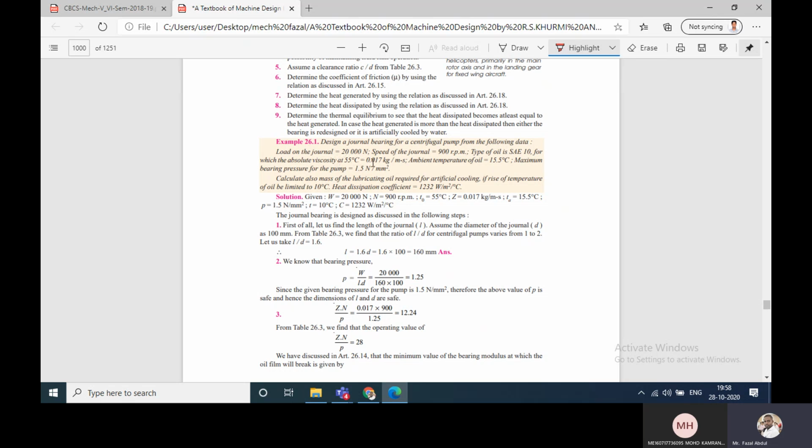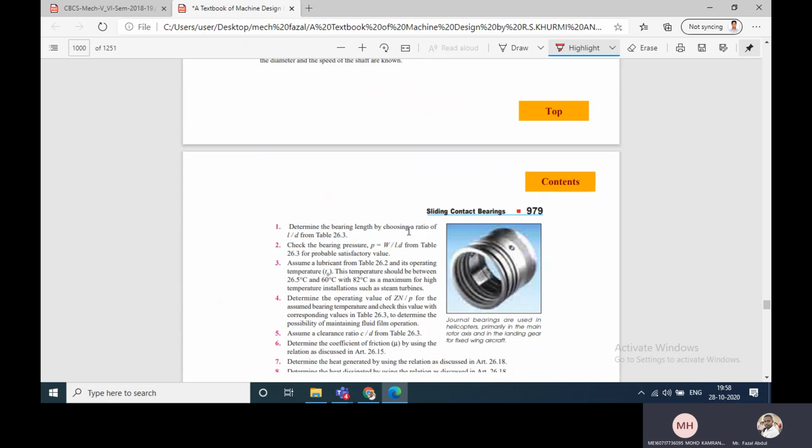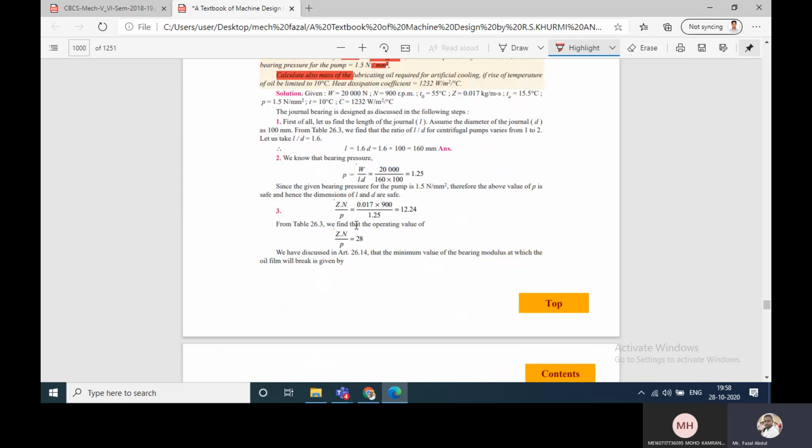Absolute viscosity at 55 degrees, for this much temperature, this much viscosity, is 0.017 kg per meter second. Ambient temperature of the oil, TA, is given as 15.5. Maximum bearing pressure is given as 1.5, and calculate also the mass of the oil. See, this question is asking for the mass of the lubricating oil required for artificial cooling.